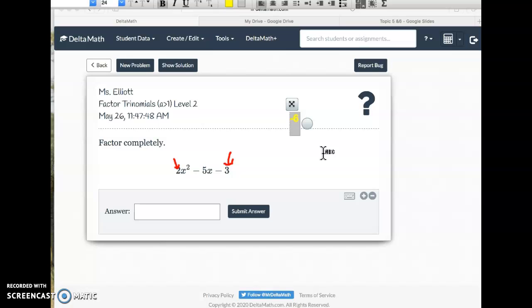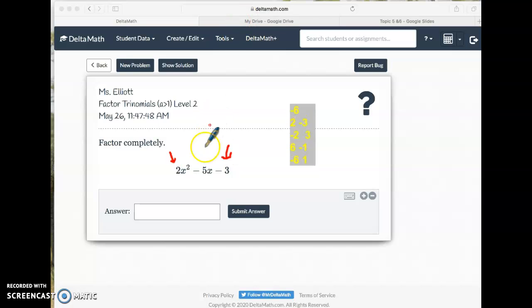Well, let's see what factors we have. I have 2 and negative 3. I have negative 2 and 3. I have 6 and negative 1. And I have negative 6 and positive 1. All of those, if I multiply them together, I will get negative 6. Now I need to see which one is going to add up to negative 5.